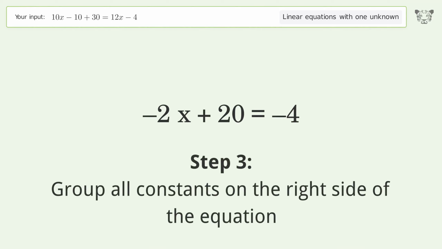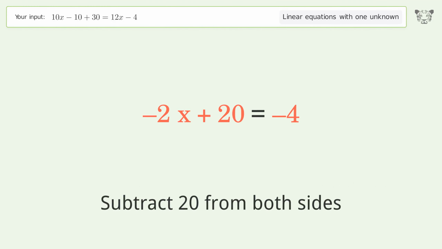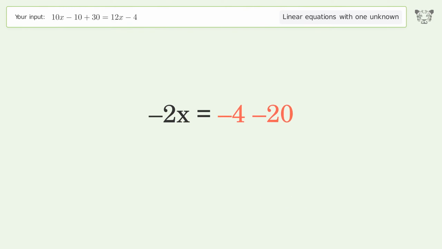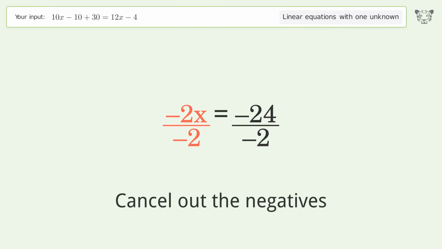Group all constants on the right side of the equation. Subtract 20 from both sides. Simplify the arithmetic. Isolate the x. Divide both sides by -2. Cancel out the negatives.